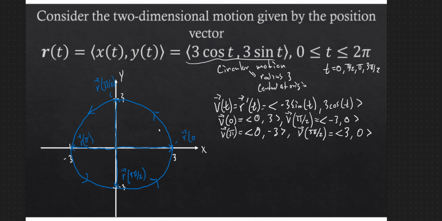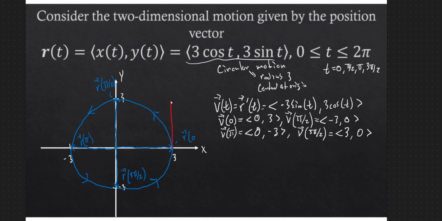And I'm going to go ahead and plot those, and I'm going to put these vectors wherever the object is in space. So I'm not going to put it here at the origin, but rather where it is. So v of 0, I'm going to place its tail right here, and it's going 3 in the y direction.